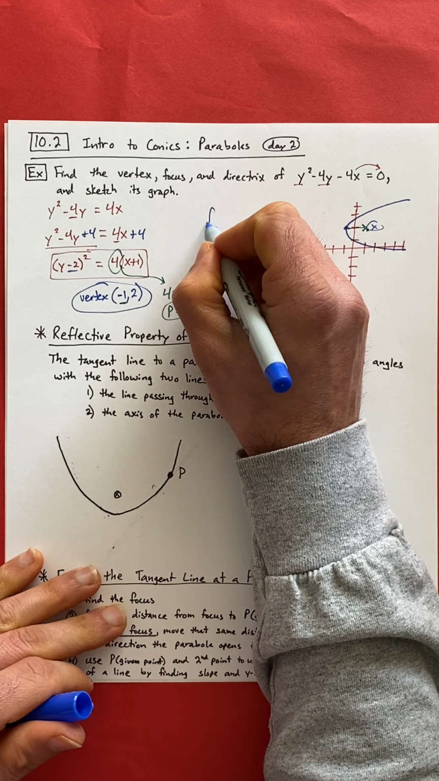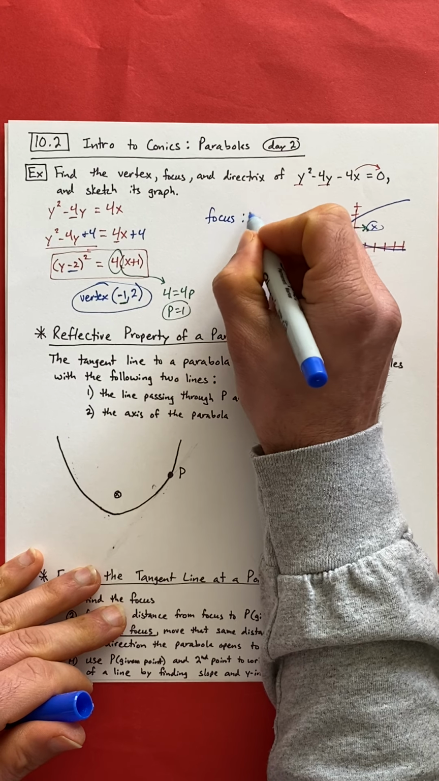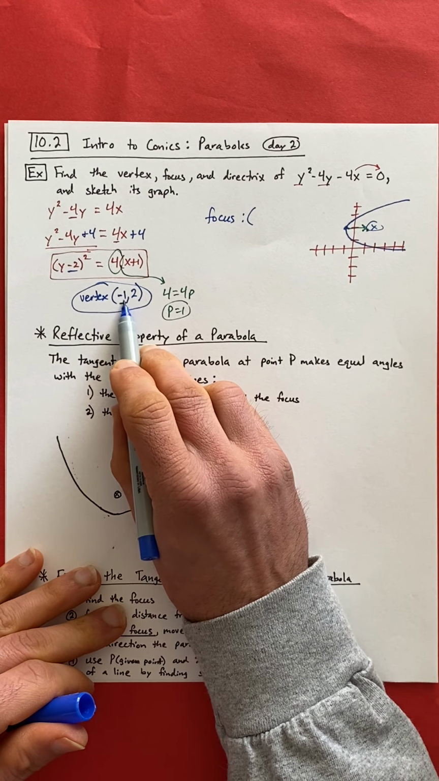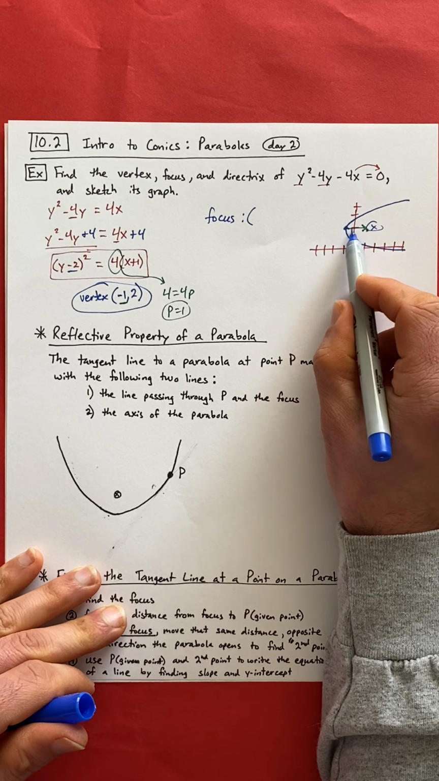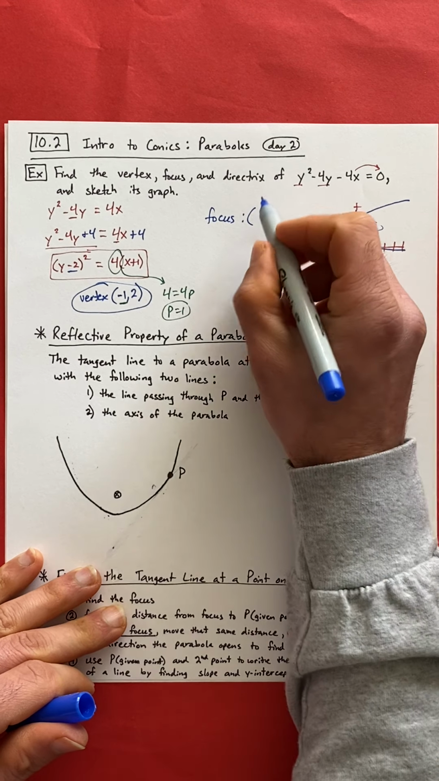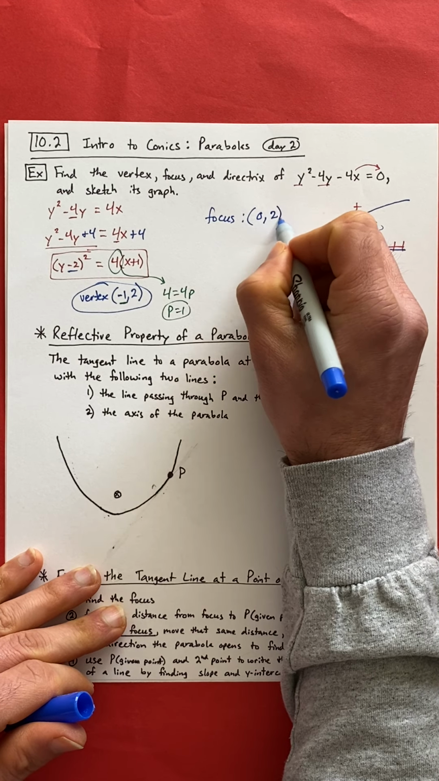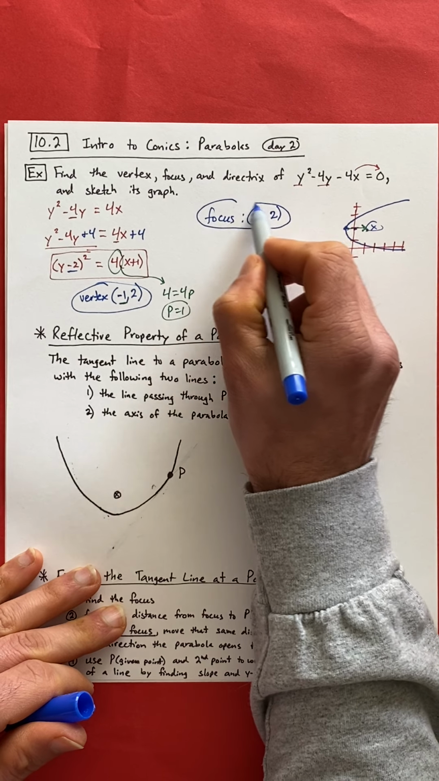So our focus is going to be at the point. If I move 1 to the right, that's going to give me 0. And that makes sense if I look at my picture. 1 to the right, that would put me at 0, 2. Again, the y value is not going to change. So now I've got the focus.